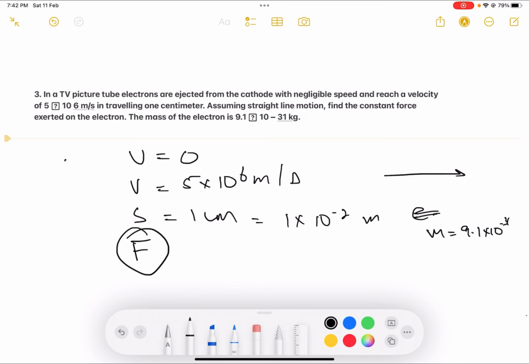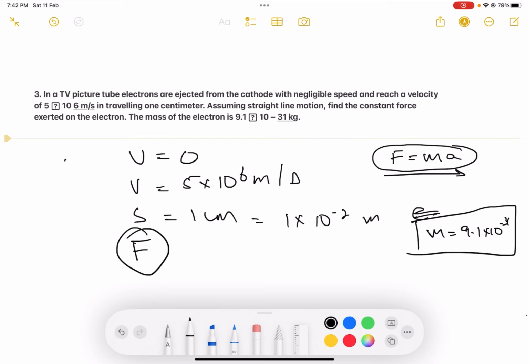So again, we are going to use the formula F is equal to mass into acceleration, which is Newton's second law of motion. So what is our m here? m is this 9.1 into 10 to the power minus 31. The mass is that, and the acceleration is what we have to find. We have velocity and distance, so which formula will we use? We'll use v square minus u square is equal to 2as.